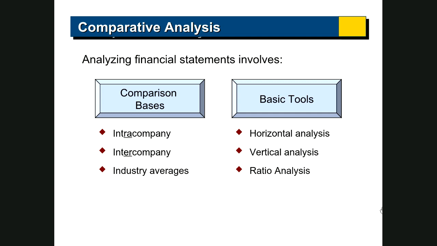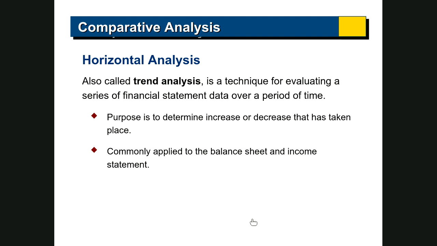Let's do the first one, which is horizontal analysis. Horizontal analysis is the trend analysis. You want to see this year compared to the previous years. Are your sales going up? Are your expenses going up, or are they going down? You want to see in your company where things are going. This is called horizontal analysis, from one year to the next year.